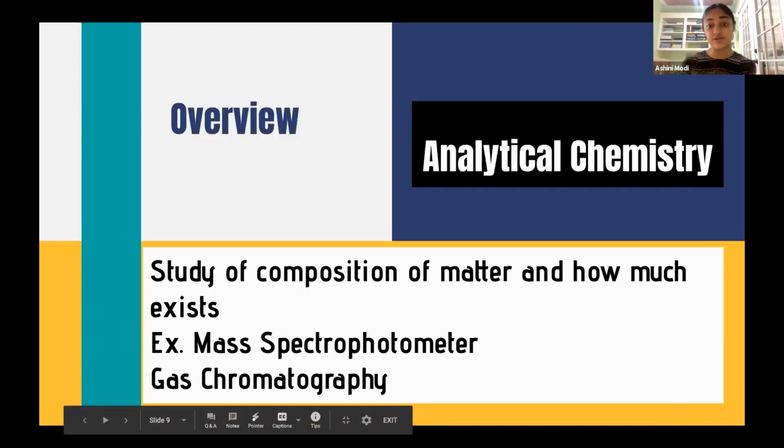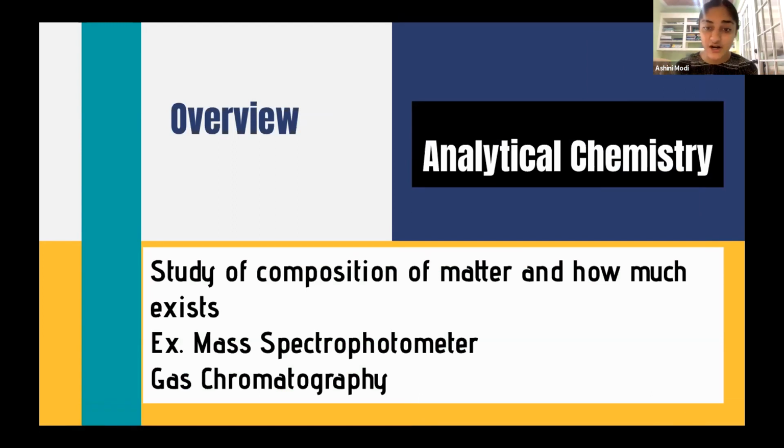You also have analytical chemistry, which is the study of the composition of matter and how much exists. An example would be mass spectrophotometer and gas chromatography. And so analytical chemistry is just the study of matter that exists all around us.